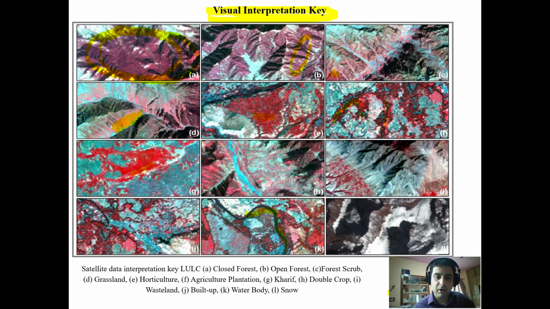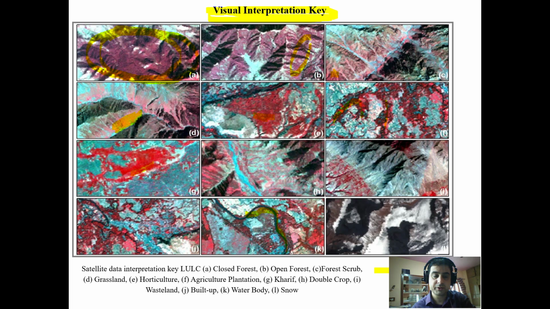So on the basis of the experience and the ground truth points collected, the interpreter has developed a visual interpretation key, which is essential to take up any land use land cover classification using visual interpretation. So this is all about visual interpretation.